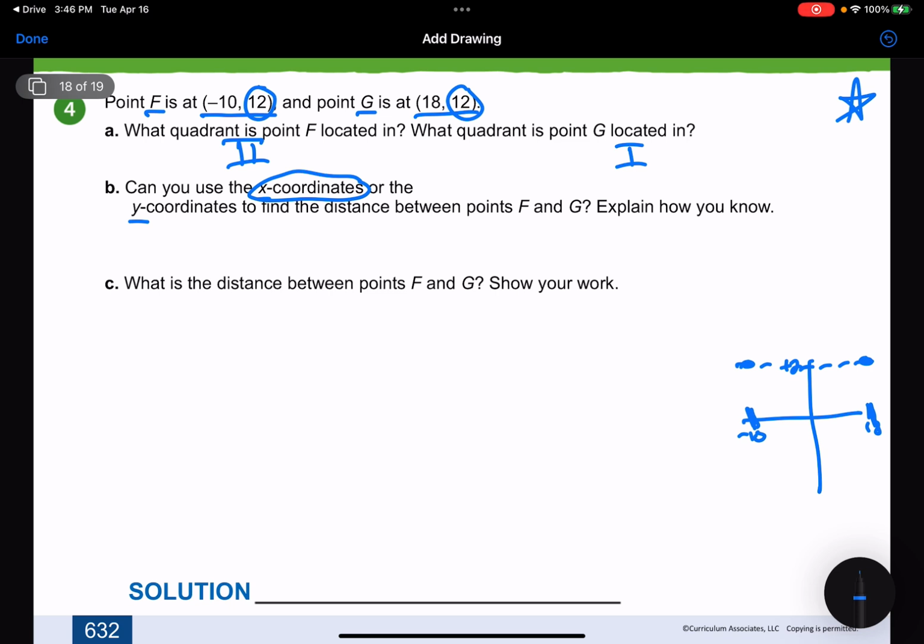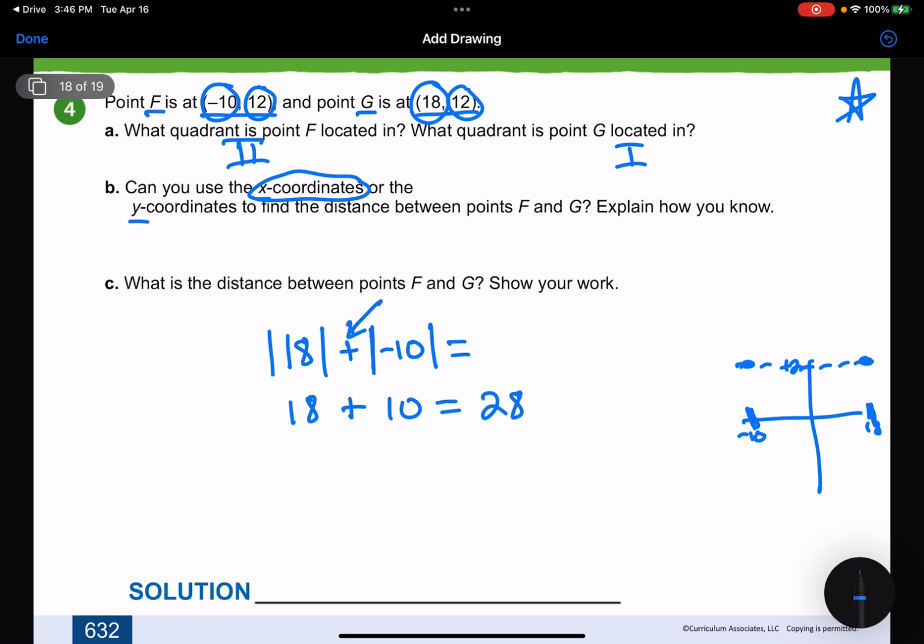What is the distance? Well, look at their x values. Which one's further away? Well, 18 is. The absolute value of 18 plus the absolute value of -10. That's going to be 18 plus 10, which is 28. Again, we are adding the distances because we are going from quadrant 2 to quadrant 1.